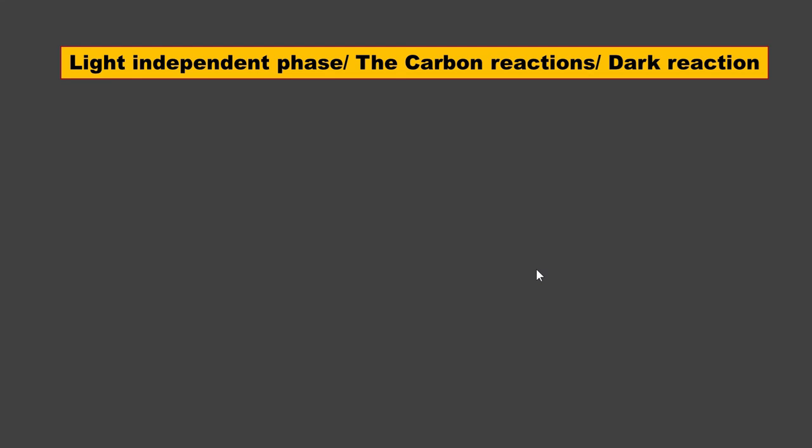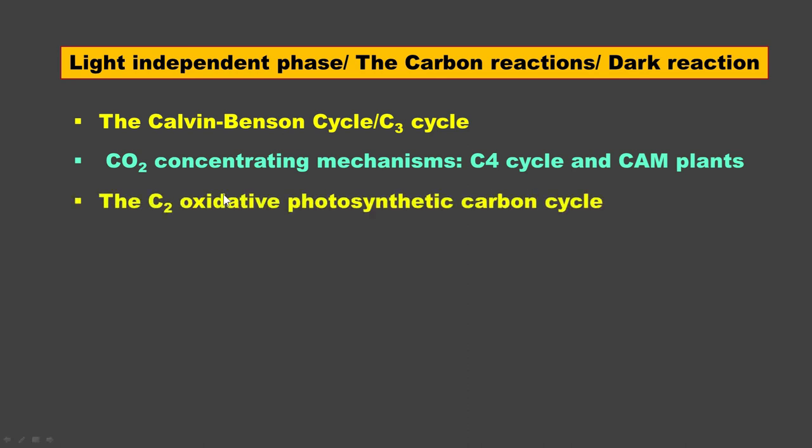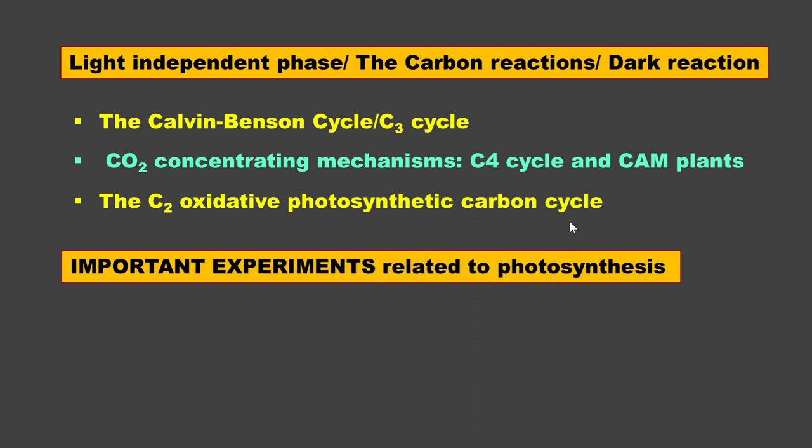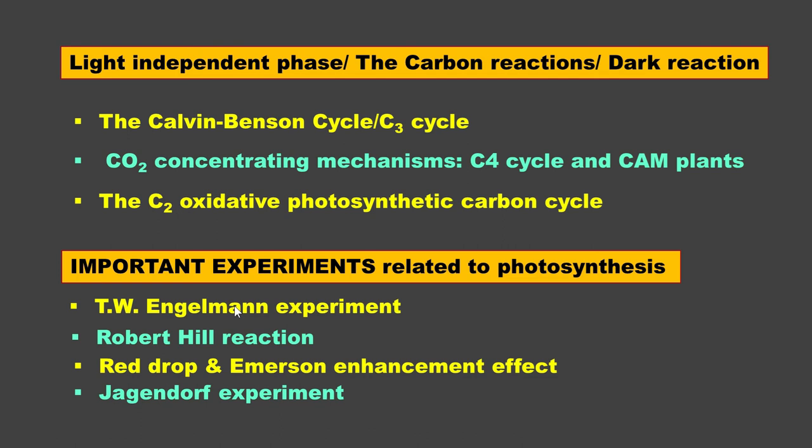Then we will move towards the light independent phase, or dark reactions, or carbon fixation reactions, in which we will cover the Calvin-Benson cycle, the C3 cycle, then how plants concentrate CO2 in the C4 cycle in C4 plants, and how the C2 cycle takes place in the chloroplast, which is also known as photorespiration. And besides this, we will cover some of the landmark experiments related to photosynthesis, like the T.W. Engelmann experiment, Robert Hill reaction, red drop and Emerson enhancement effect, and Jagendorf experiment.